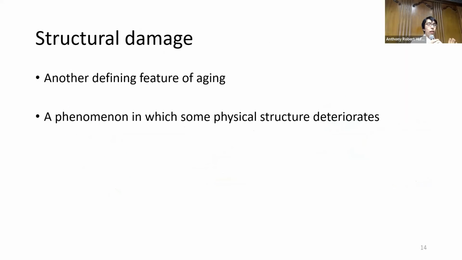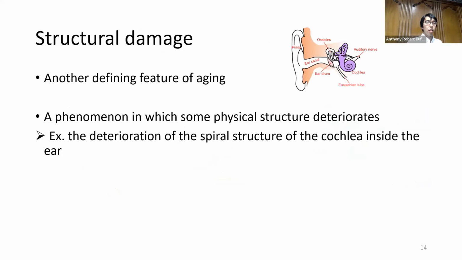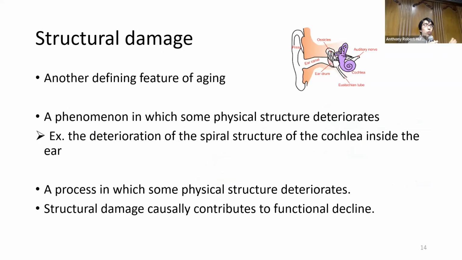Now let us turn to another feature of aging, that is structural damage. Generally speaking, it's a phenomenon in which some physical structure deteriorates. An example includes the deterioration of the spiral structure of the cochlea inside the ear. To put it more ontologically, it's a process in which some physical structure deteriorates. And we assume that in the canonical case of aging, structural damage causally contributes to functional decline.